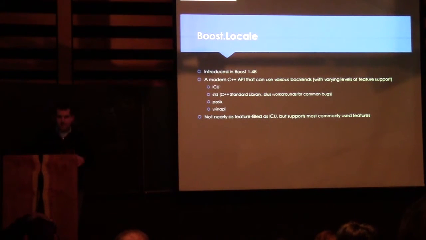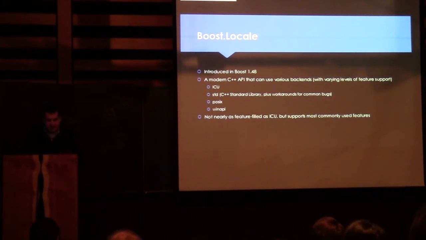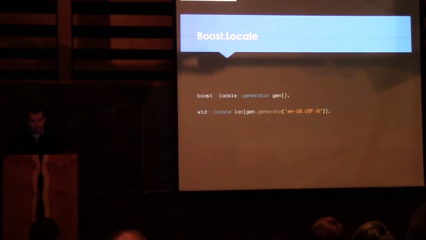For example, it can use ICU, though you have to build it with ICU support. It can use the C++ standard library, which is limited to your platform's support for Unicode. Or it can use the Windows API directly, or the POSIX APIs for working with Unicode strings. So it doesn't have support for most of ICU, but it has support for most of the commonly used features. To start off with, usually you need to create a locale. Here, for example, we create an English locale with support for UTF-8. The Boost locale generator is basically like a container that stores the locales you've created, because creating them is very expensive.